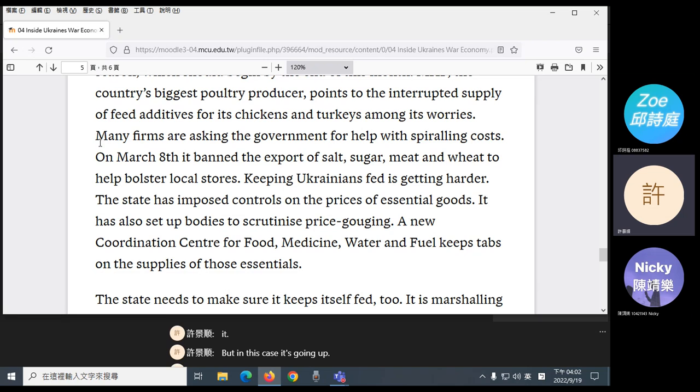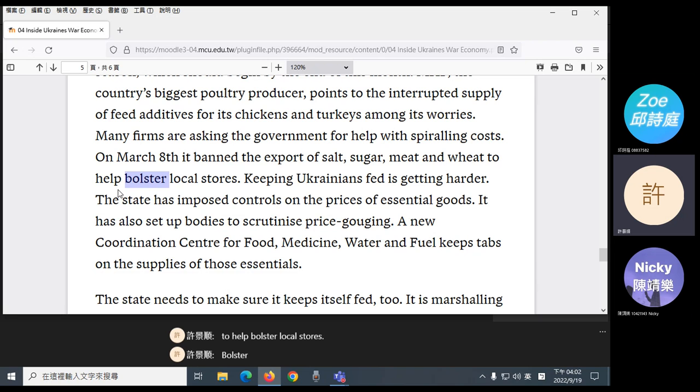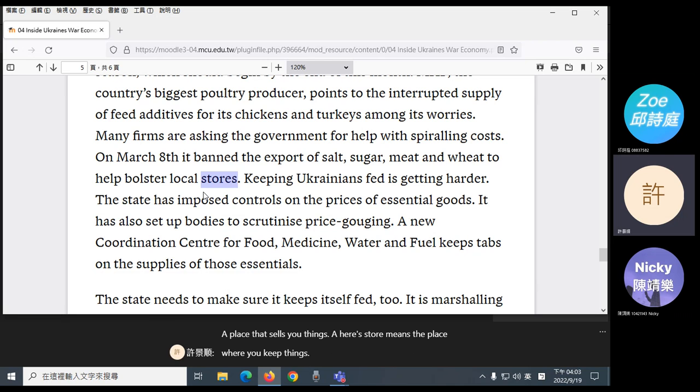On March 8th, the government banned the export of salt, sugar, meat, and wheat, xiaomai, to help bolster local stores. Bolster means to add to make it more. Stores here is not a place that sells you things. Here, store means the place where you keep things. Think of the word storage, 储存, right? A store is where you, is the place of storage.